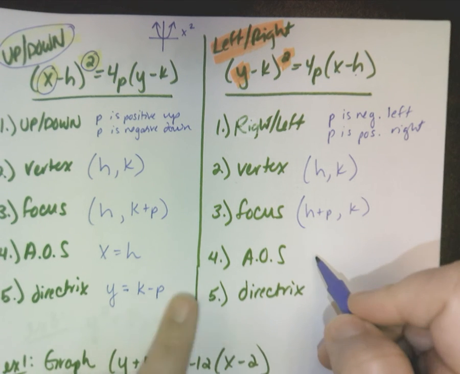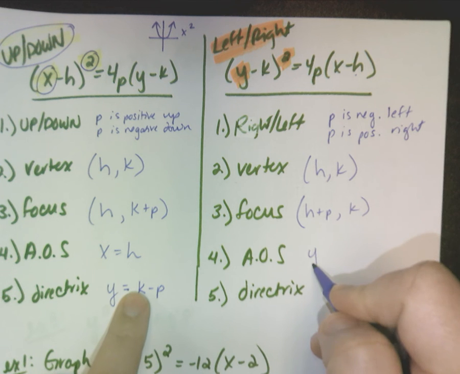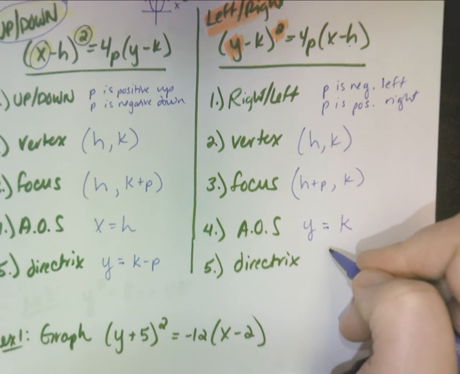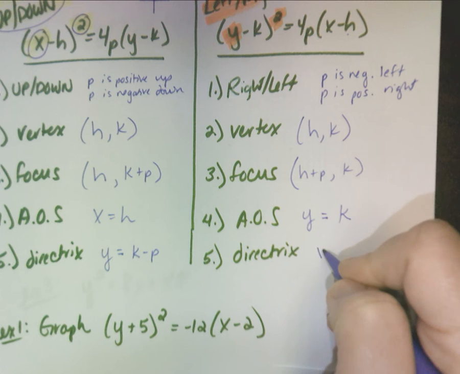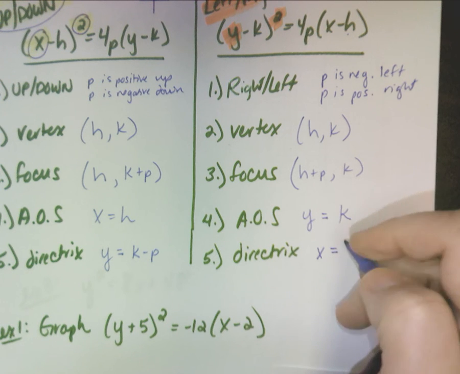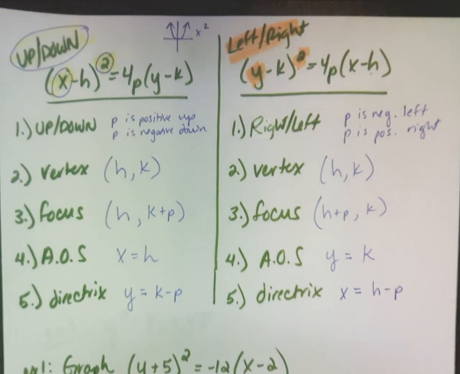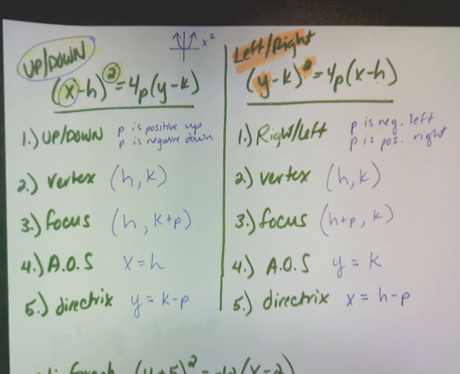Axis of symmetry is not going to be an x equals anymore. It's going to be a y equals, y equals K. Your directrix is x equals, because again they're perpendicular, H minus the P. Okay? All right, so pause it if you didn't get a chance to write this all down.